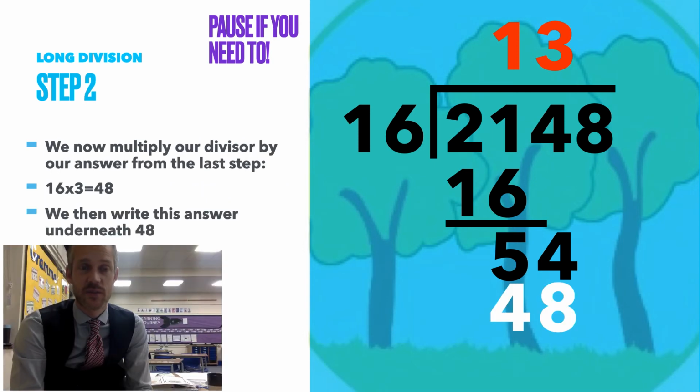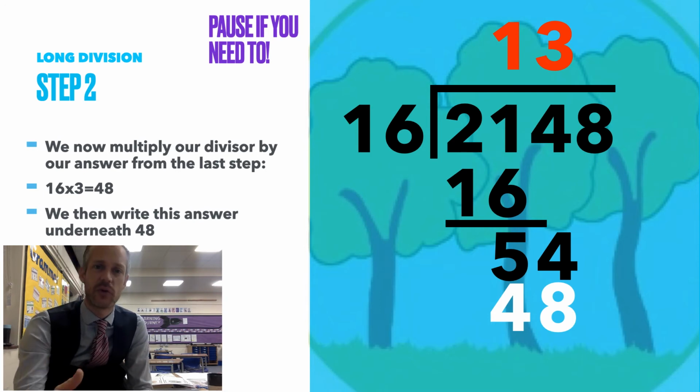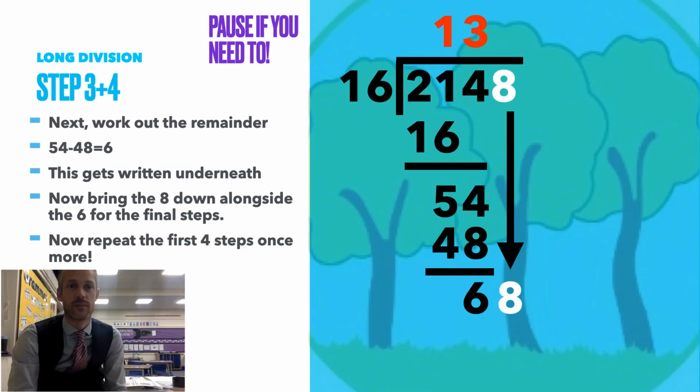And then, similar to before, step 2 again, we now multiply our divisor by our answer from the last step. So 16 times 3, which gives us 48, and we put that 48 under the 54. Now we need to work out the remainder. So 54 take away 48 is 6. And I've brought in step 4 into this one as well. And then we've got 1 digit left in the quotient, which is 8. So we bring that 8 down, and we're left with 68 to play with.